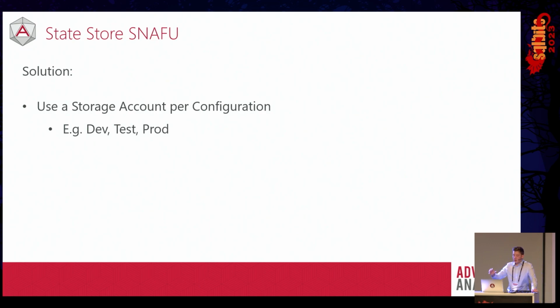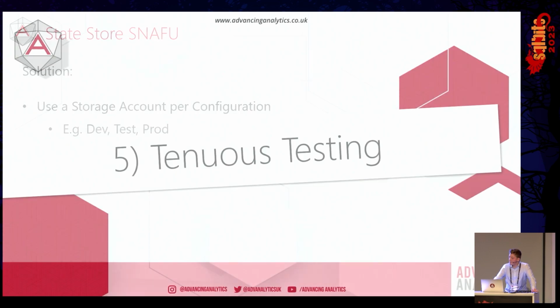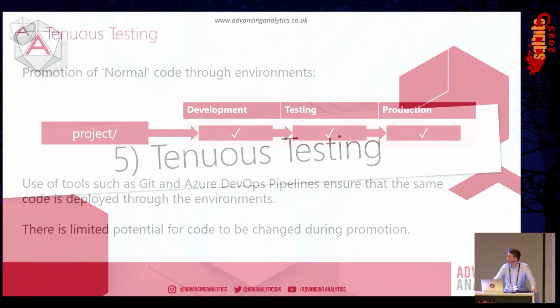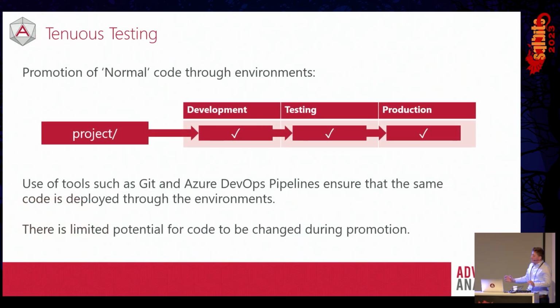So you've now got your state file stored securely. You've got all your permissions. You're now going to choose how to lay out your project, which brings us on to tenuous testing. So normal code, when you deploy it, your process looks something like this. You take some code, you stick it in dev, and if it works, you go to test, and if it's still working, you go to prod. It's the same code being moved between environments.